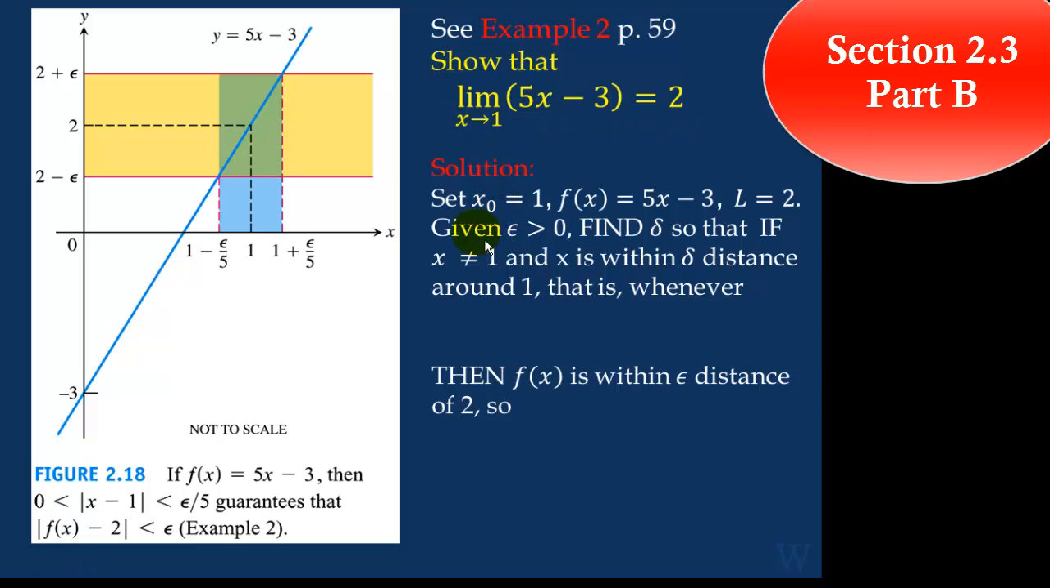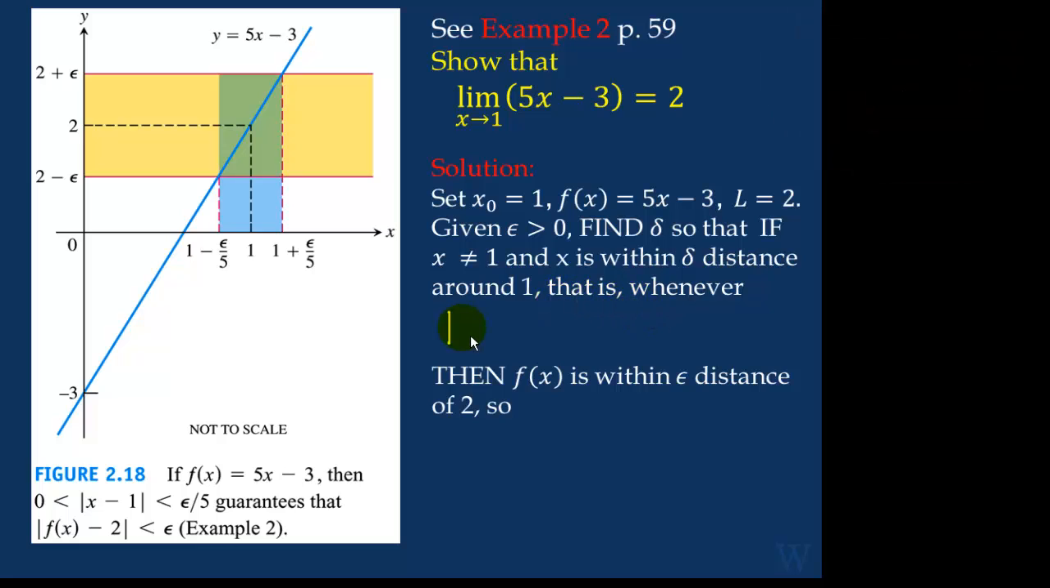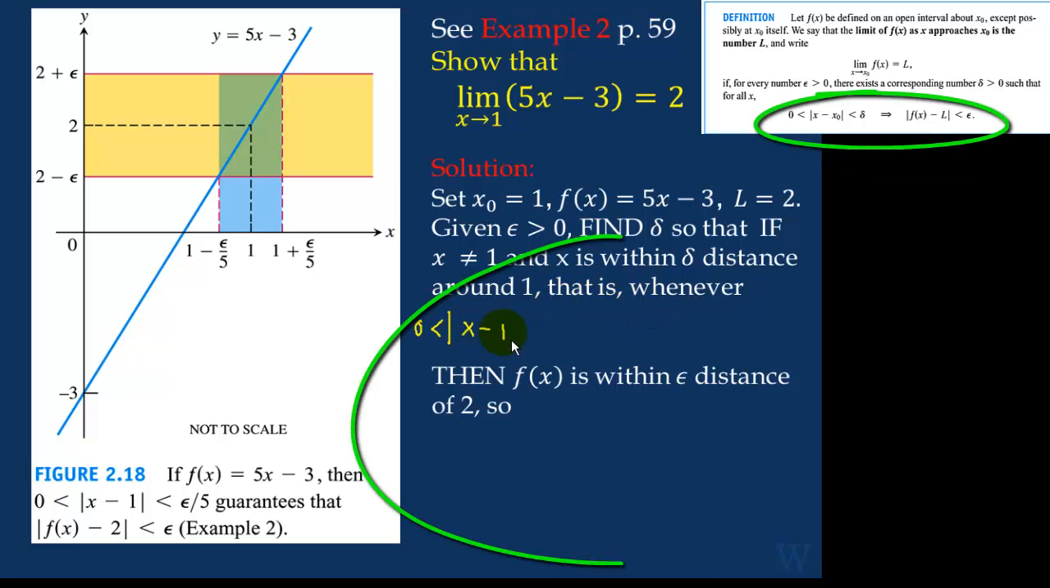We're given that x₀ is equal to 1. Our function f of x is a line. Our limit point is 2. Given any epsilon greater than 0, we are to find delta so that for all x's, even if x is not equal to 1, as long as the x is within delta distance around 1, that is, whenever |x minus 1| is less than delta, then f of x is within epsilon distance away from 2.